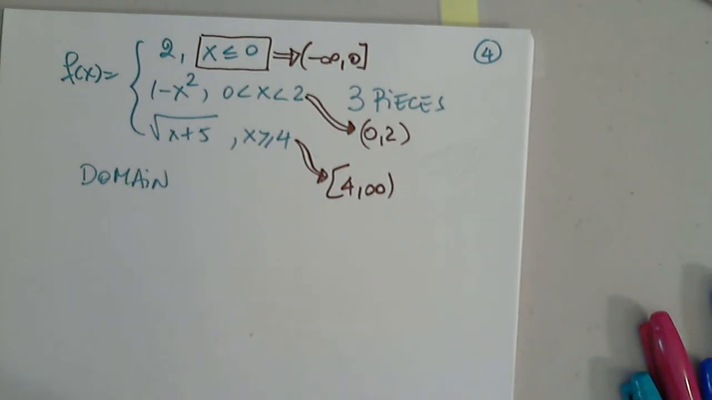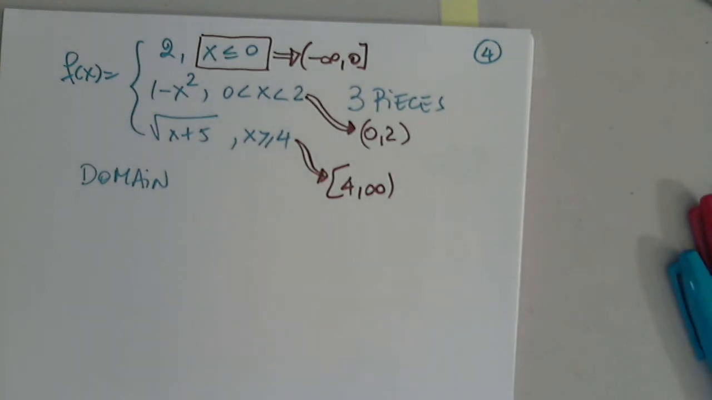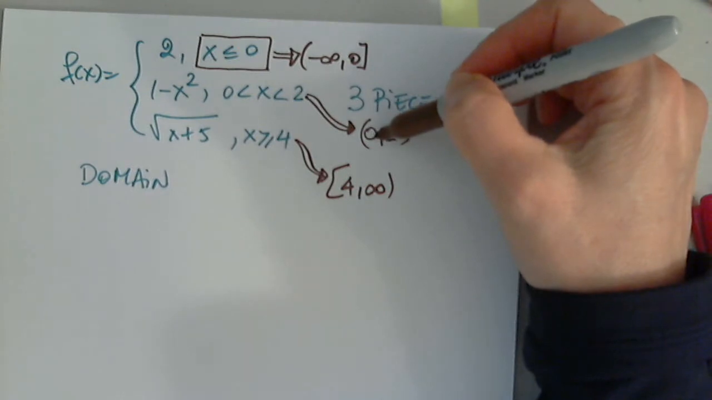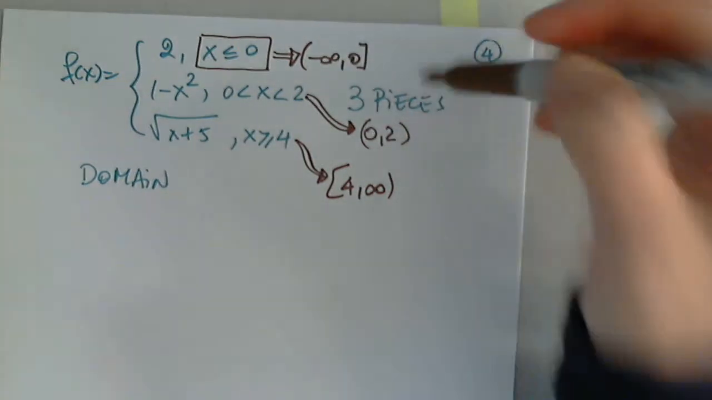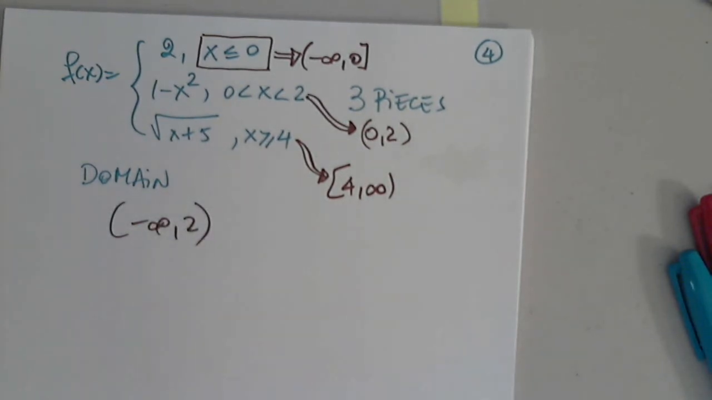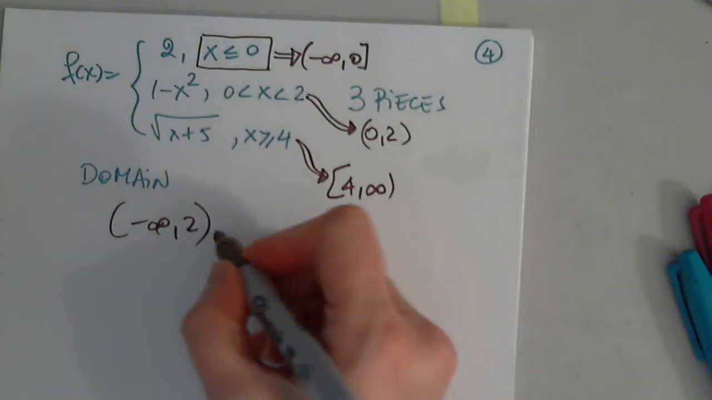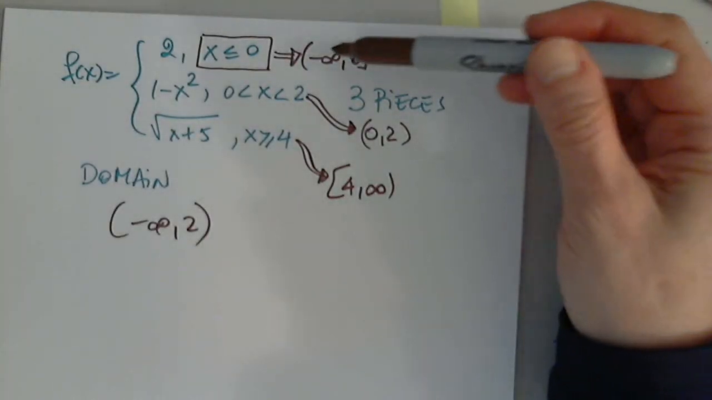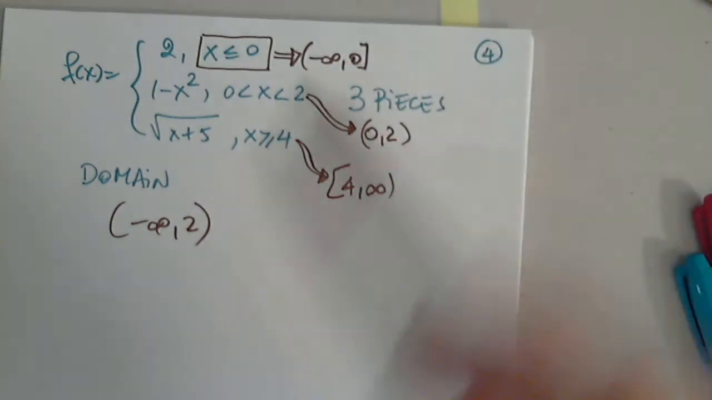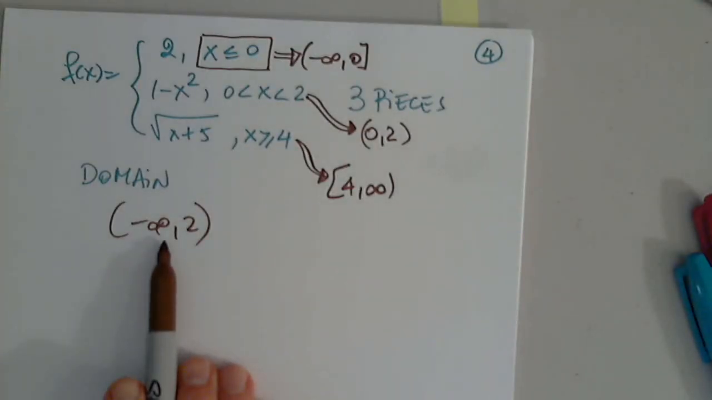It would be negative infinity to 0 bracket, and then 0 to 2 with parentheses, and then hard bracket 4 to infinity. But since 0 is here, but 0 is not here, can I write negative infinity to 2? No, you can't do that. Why not? Negative infinity to 0, union 0 to 2, it means negative infinity to 2. You can't connect them though, right?